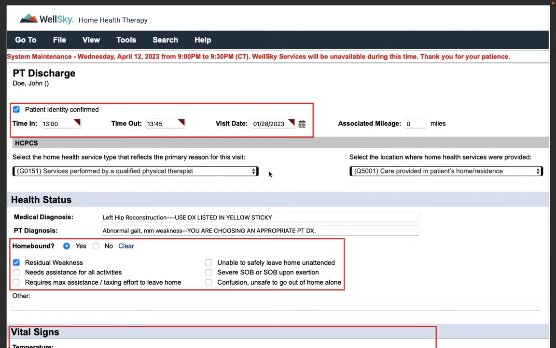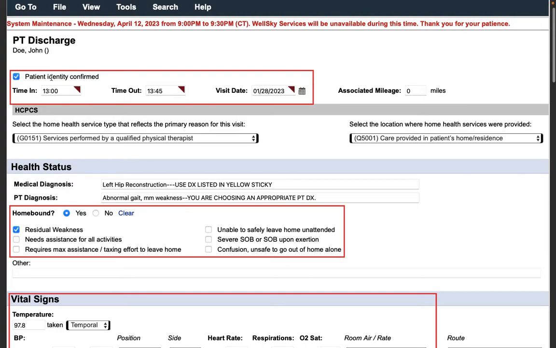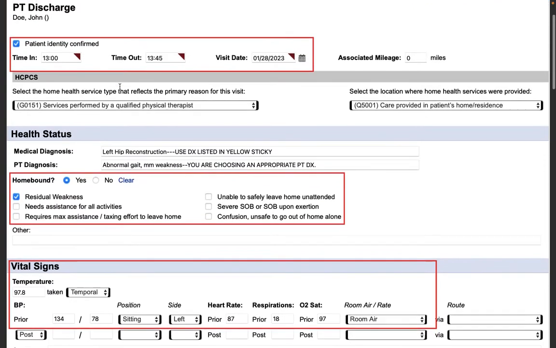Hello, this is Ryan. We're going to go over how to complete a PT discharge visit and a PT discharge summary. The PT summary is included both with the billable PT discharge, and that will be the portion you complete when you complete a non-billable discharge visit. So let's get started. The patient identity will need to be confirmed, 40 minutes minimum.